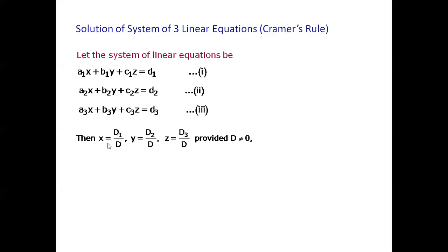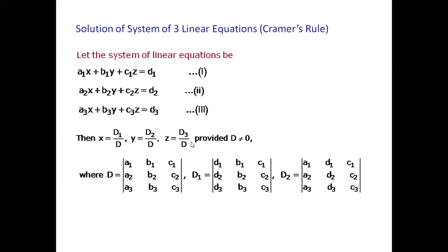So x is equal to D1 upon D, y is equal to D2 upon D, and z is equal to what? D3 upon D. Next, for D, same: coefficient of x, coefficient of y, and coefficient of z. We can see here A1, A2, A3, B1, B2, B3, C1, C2, C3. Same for D1. D1 is nothing but replace the first column with these constants, that is D1, D2, D3. In D2, the second column is replaced with this, and in D3, the third column is replaced with this.